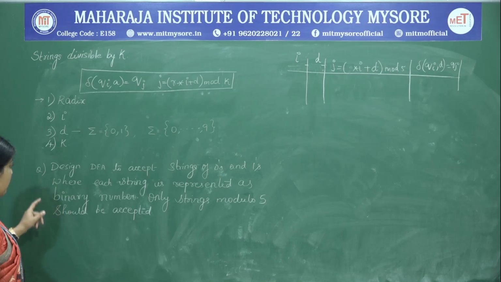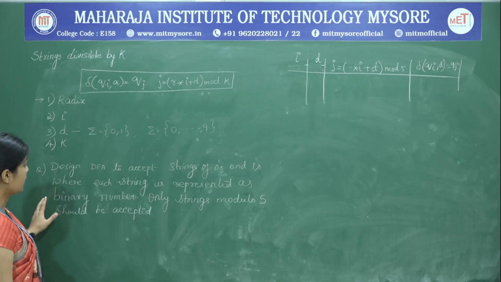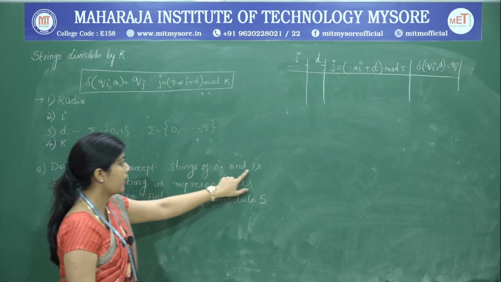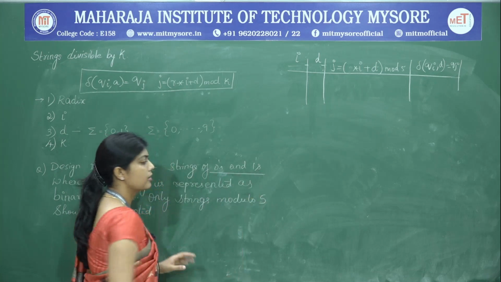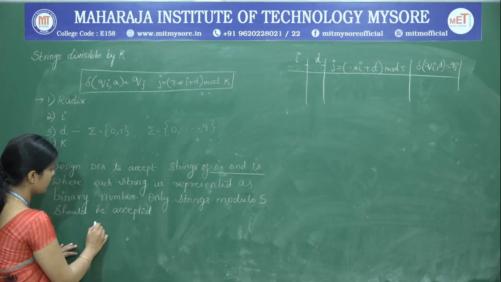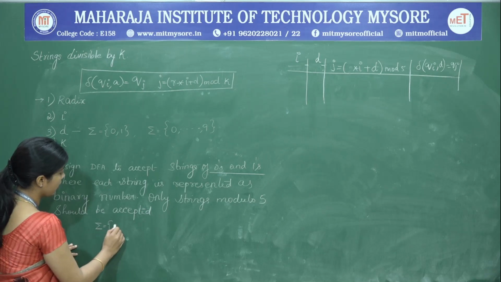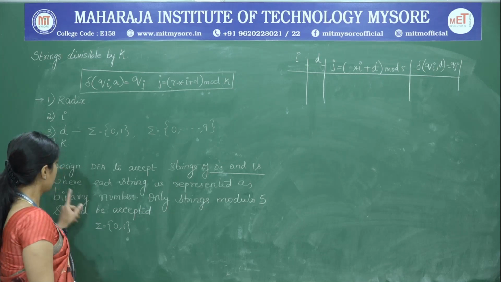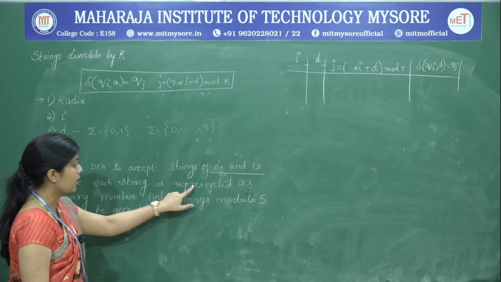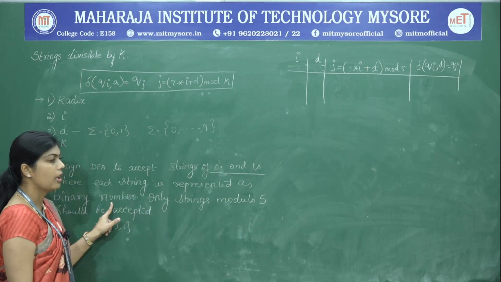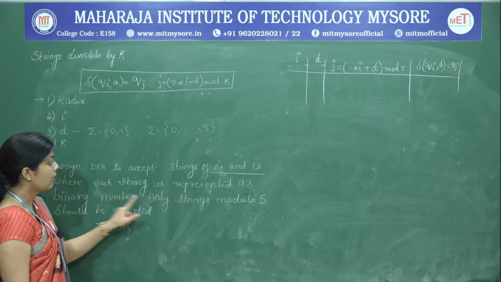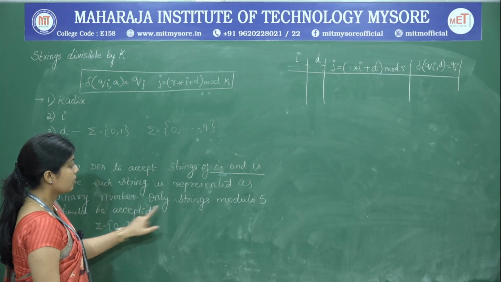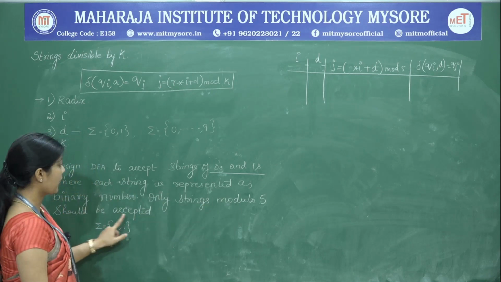So now let us pick up a problem. Let us look at this problem. Design a DFA to accept strings of zeros and ones. Once they have given the statement as zeros and ones, it is easy for us to determine that the alphabet of the string is nothing but 0, 1. So this is the binary alphabet. Next, where each string is represented as a binary number. It is more clear here. Next, only the strings modulo 5 should be accepted.